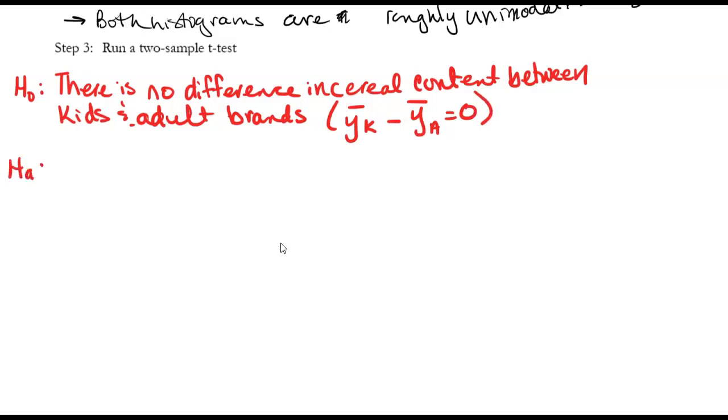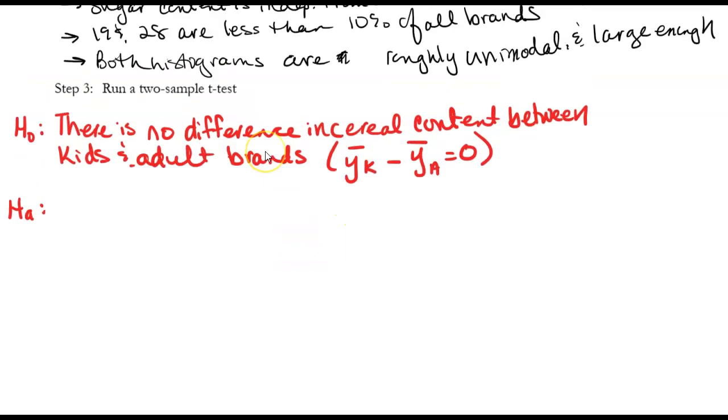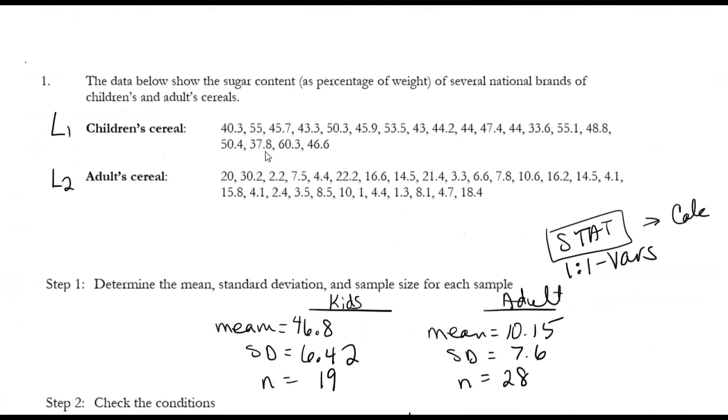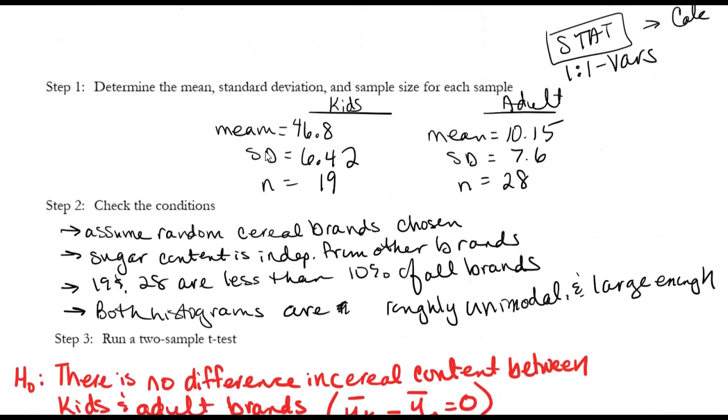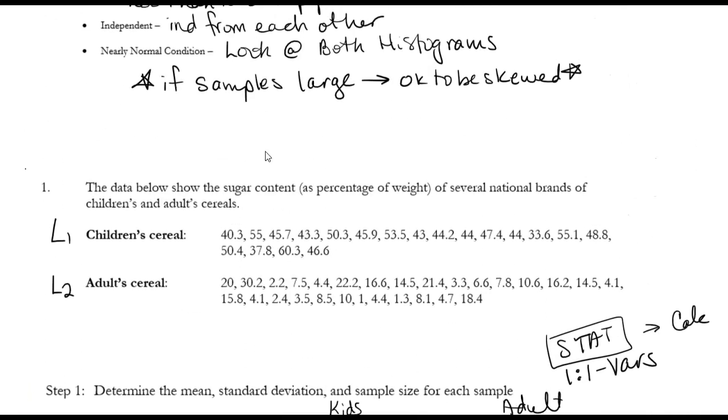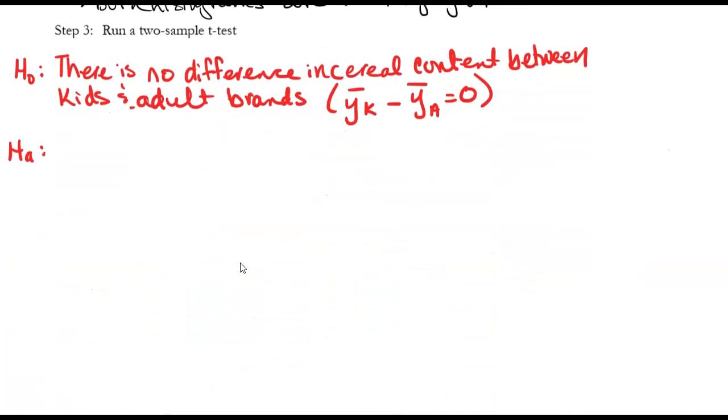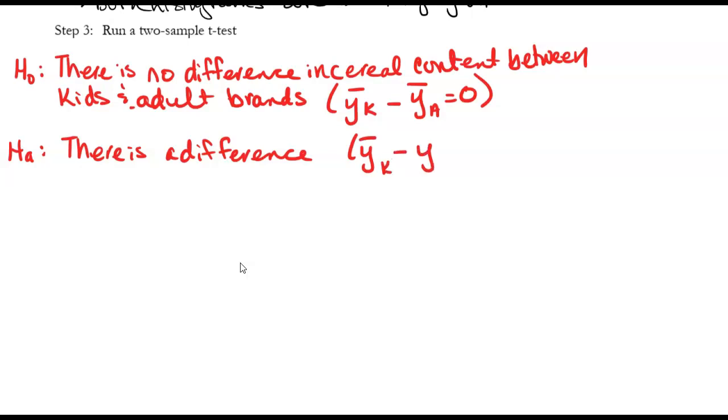And then your Ha, let's see, what does it say? Does it say that it's more or just is a difference? Okay, so it doesn't say, so because it doesn't say, we're going to say that there is a difference. Now, it definitely looks like one's higher than the other, but we did not see that it's greater. So we're just going to say, oops, I didn't mean to write the minus. Kid cereal minus adult cereal does not equal 0. So that's going to turn this into a two-tailed test.